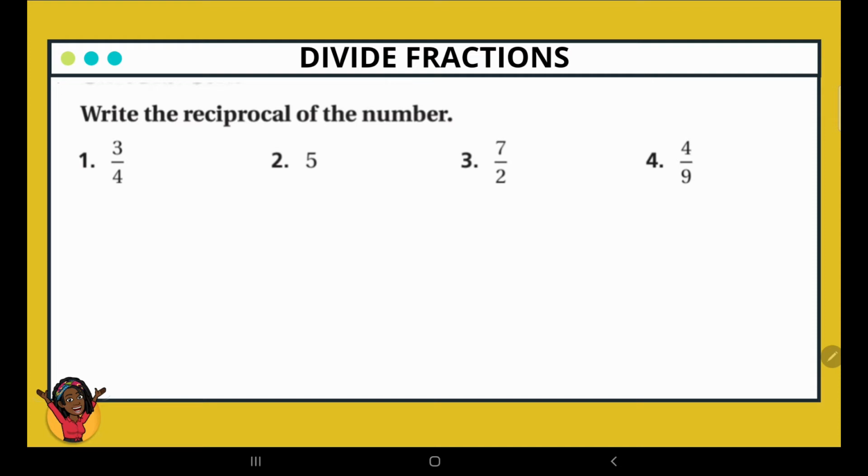This is a good place to pause the video and try these on your own. Write the reciprocal of the number. 3/4, we saw that one already, that's 4/3. 5 is like 5 over 1, so that's 1/5. 7 over 2 is 2/7. 4 over 9 is 9/4.